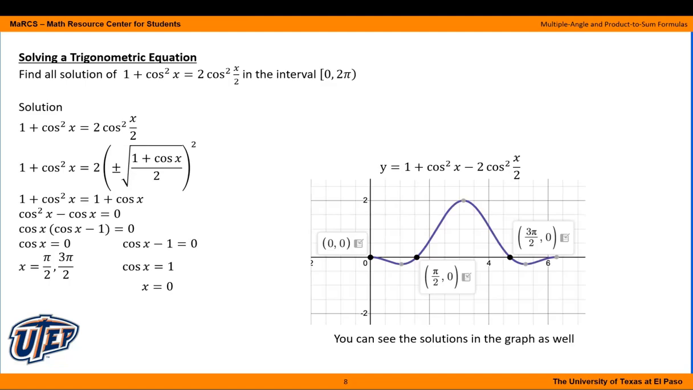In this example, we solve a trigonometric equation involving a half angle. We begin by replacing cosine squared of x over 2 using the half angle identity. Notice that the square eliminates the plus or minus sign, which simplifies the work. After substitution, the equation becomes a polynomial expression involving cosine x. Factoring produces two possibilities. Either cosine x equals 0 or cosine x equals 1. Solving each case gives the solutions shown on the slide. The graph provides a visual confirmation that these values are indeed the zeros of the equation.